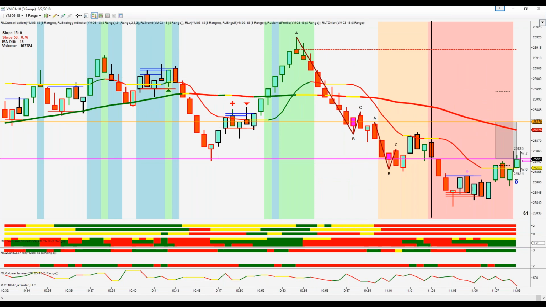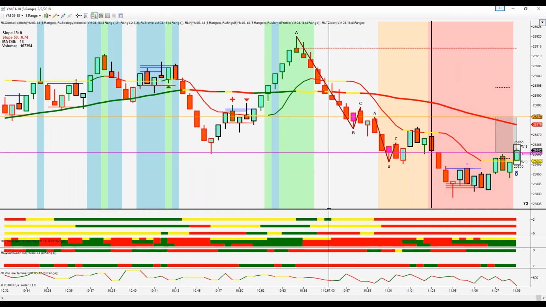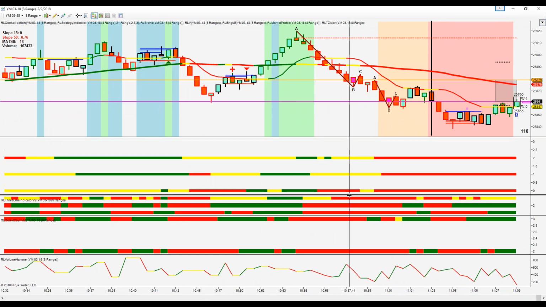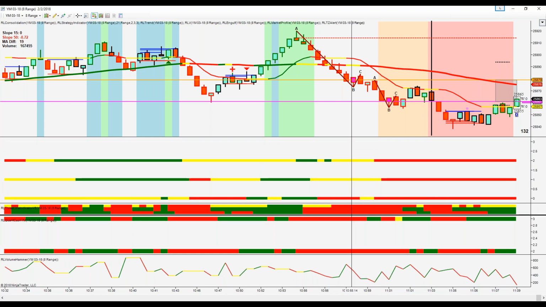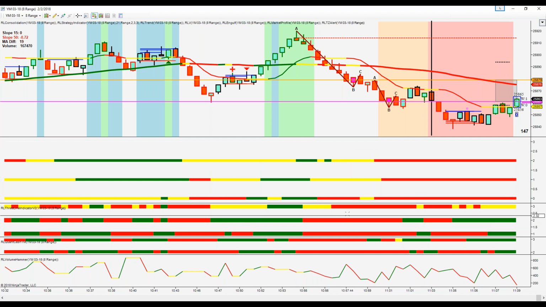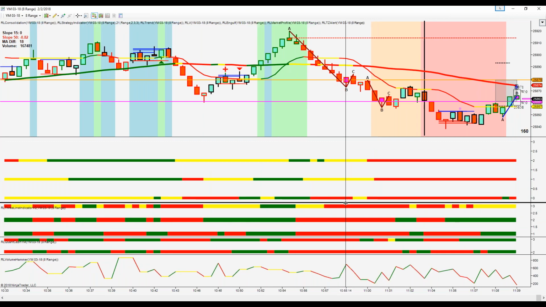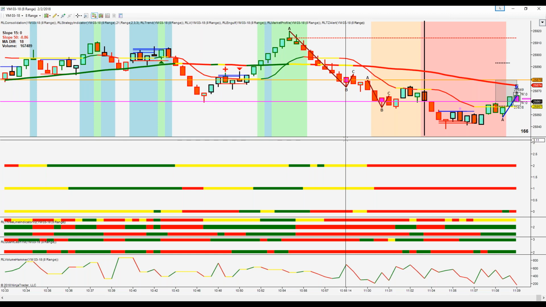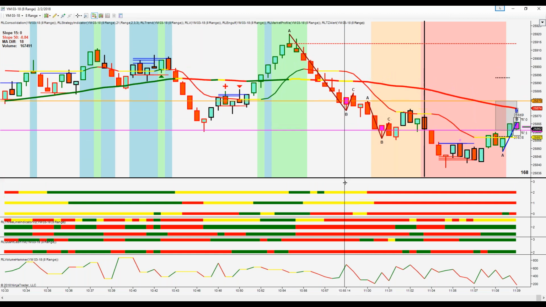I just have to pull this open. Pull that open. I haven't made these lines thicker like I did with the other ones.